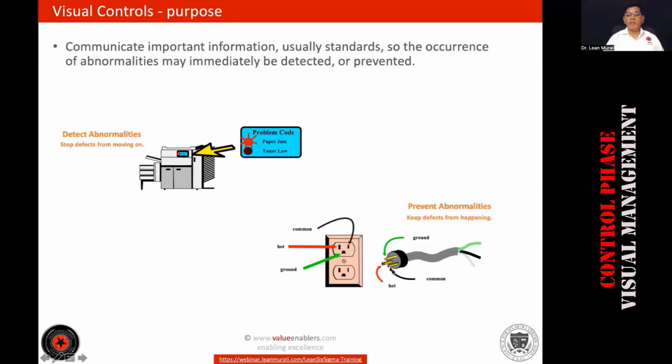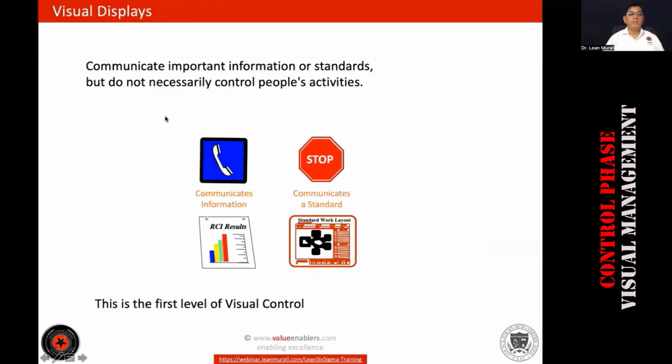And even the plug points where you have the 3-pin is also to prevent abnormalities. To prevent abnormalities, the defects will not happen. You cannot put it in the wrong way. All right. And visual displays, some more examples. Visual displays communicate information, communicate a standard.